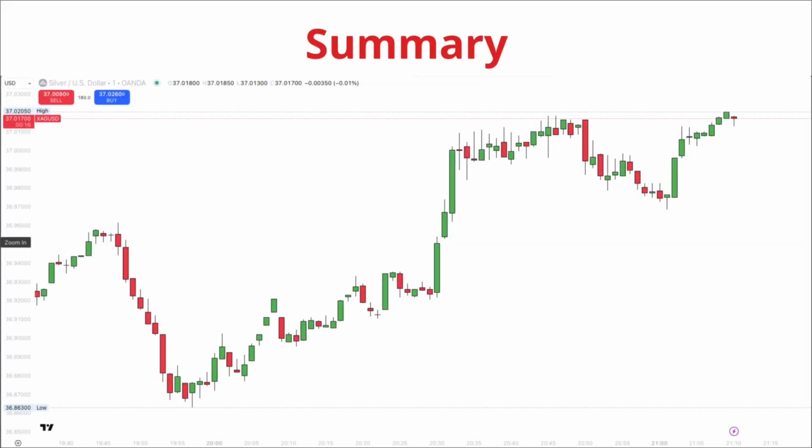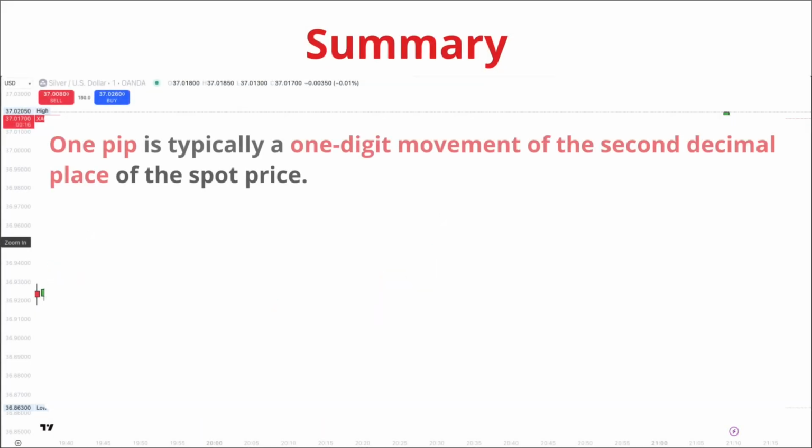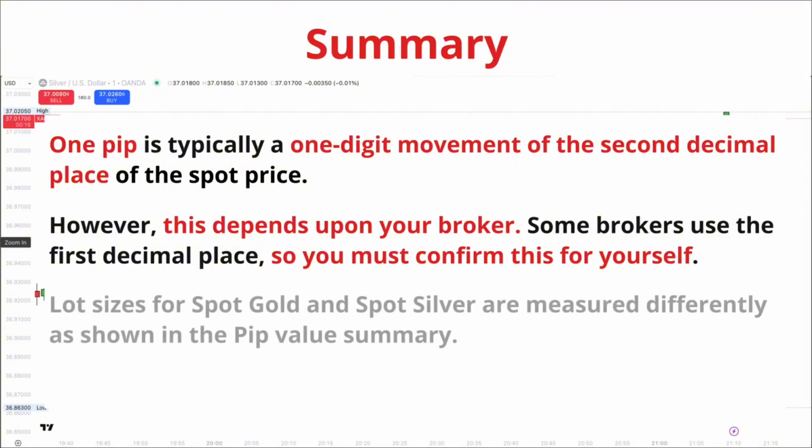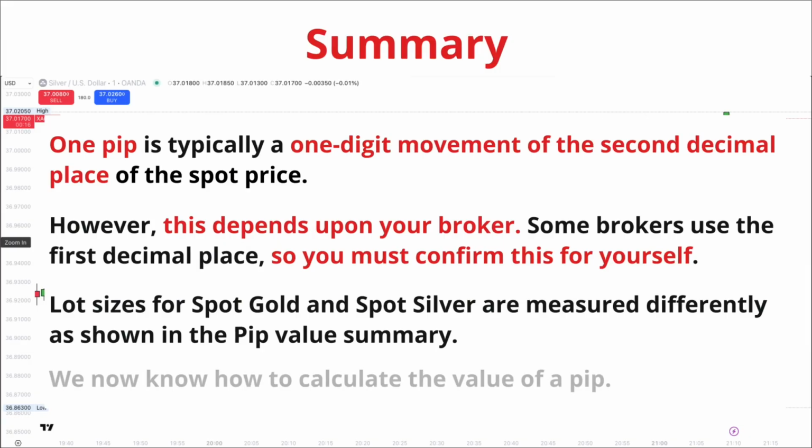So to summarize, 1 pip is typically a 1-digit movement of the second decimal place of the spot price. However, this depends upon your broker. Some brokers use the first decimal place, so you must confirm this for yourself. We also learned that lot sizes for spot gold and spot silver are measured differently and should not be confused with Forex lot sizes. And finally, we learned how to calculate the value of a pip.